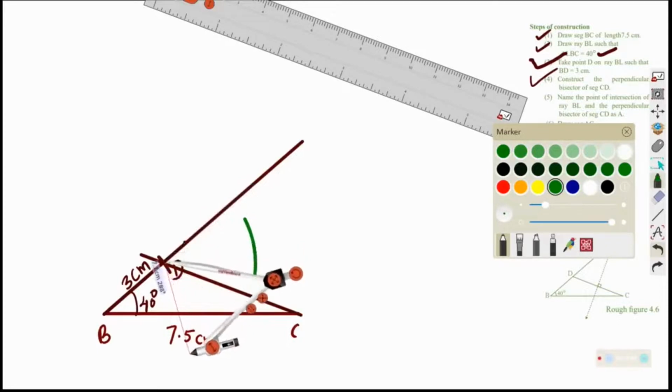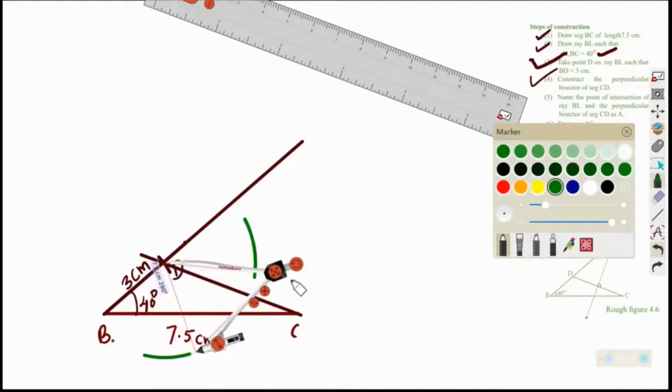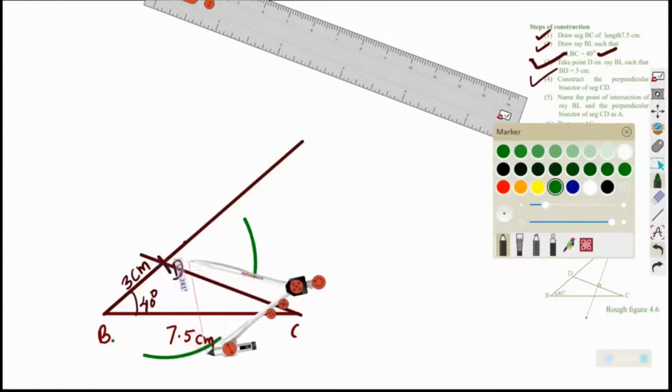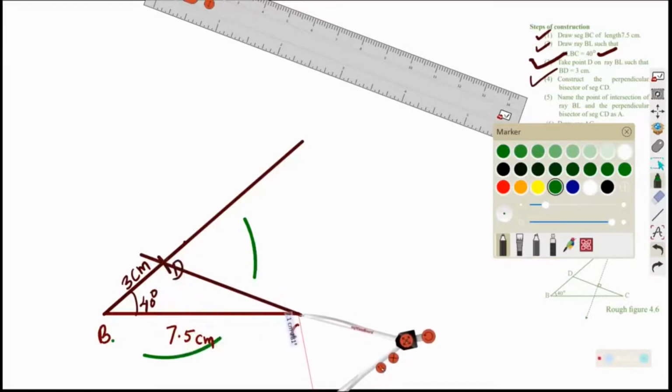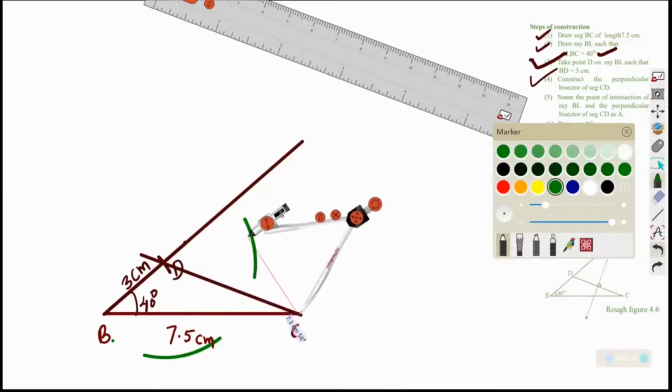Okay, and on the other side also. We have no idea about through which point the bisector will be passing, so it is better to draw a little bit big arc. Assumptions may go wrong, that's why. Take the compass to the other end of the segment, line segment. Simply turn it and draw the arc accordingly. There it is, perfect.